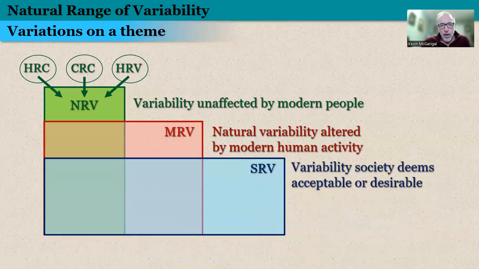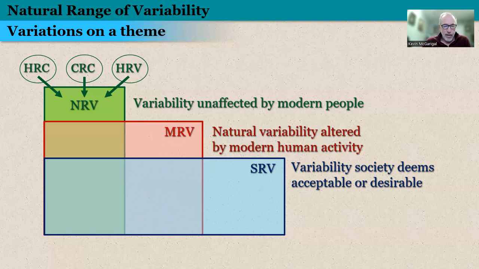And then if we throw on the social range of variability box, we see that some of that overlaps the NRV box, because what society deems acceptable or desirable is consistent with what the system variability would have been naturally. And some of that overlaps the MRV box, because, again, what society deems acceptable or desirable is consistent with what modern human activities have done to the system.